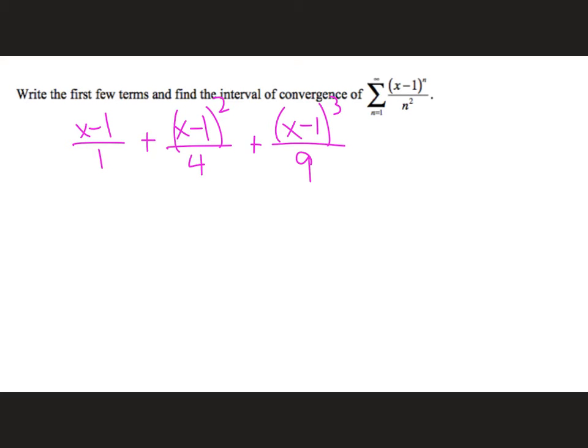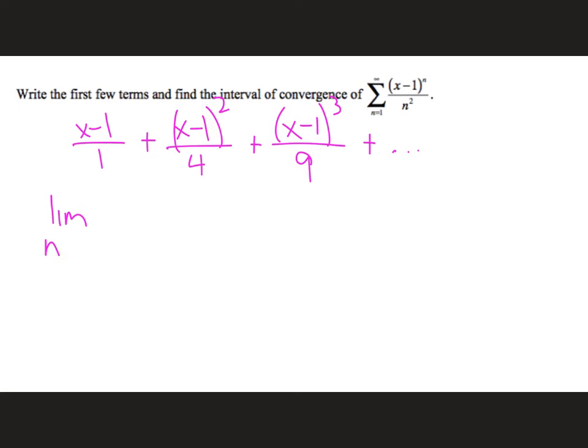So this kind of reminds me of 1 over n squared. And 1 over n squared is going to converge. 7 over n squared is going to converge. So I'm thinking we're going to have some convergence going on here, but I'm going to go ahead and do the ratio test and see what happens.